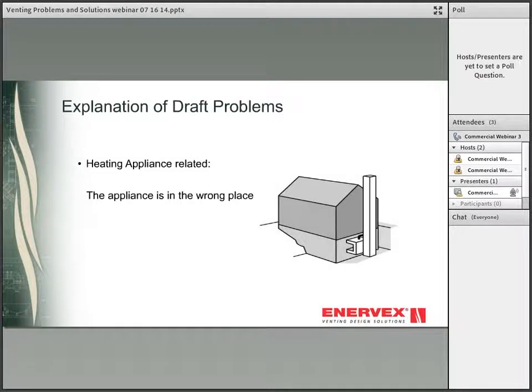Performance problems can also be experienced if the appliance is in the wrong place. The chimney is put in an impossible situation where it is not given a chance to work. Now, this problem can occur when a fireplace or stove is located in the basement of a building. The chimney makes too many changes of direction or too many elbows to get the flue gases from the appliance to the outside. Possible solutions to this are to redesign the venting system, if possible.